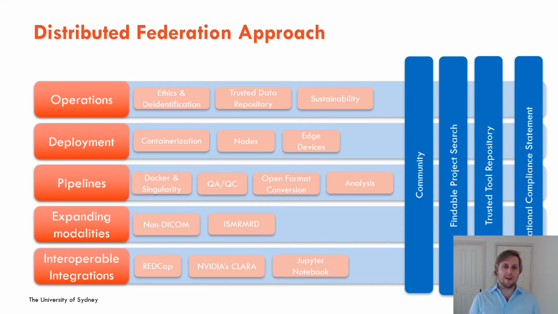The first development stream is deployment, which is looking at leveraging containerization to make it easier to deploy a core node, as well as to deploy the edge devices that sit next to the instrument or in the clinical site. The second technical stream is pipelines, again using containerization, looking at three broad categories, particularly quality assurance, open format conversions, and analysis tools and toolkits.